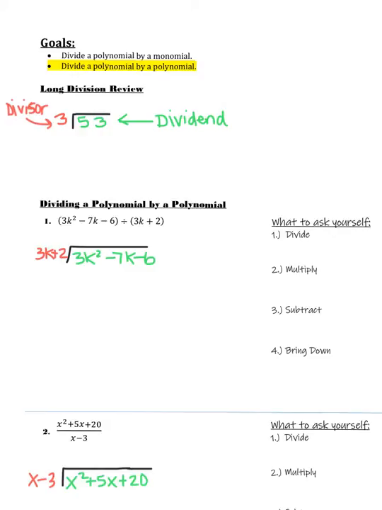Today we are going to look at dividing polynomials, and specifically we are going to be dividing using long division. Before we get into any kind of polynomial work, I thought we could look at one long division example with just numbers. So we have 3 divided into 53.